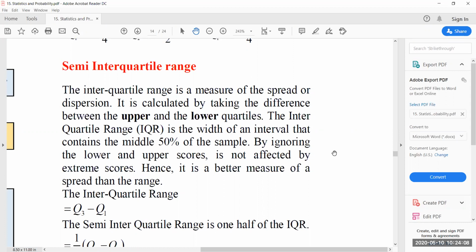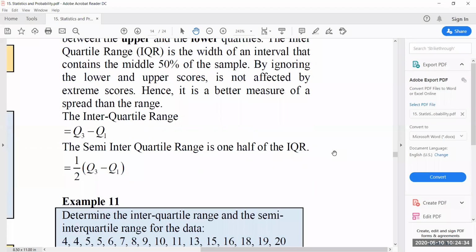And how do you find it? It's found by taking the difference between the upper and the lower quartiles. So the interquartile range, referred to in math as IQR, is the width of the interval that contains the middle 50% of the sample. By ignoring the lower and upper scores, it is not affected by the extreme scores. So hence, it is a better measure of the spread than the range itself.